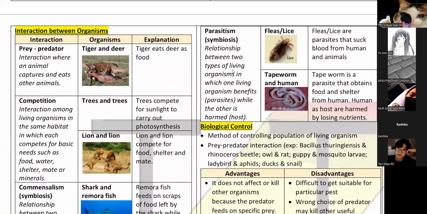All right, anyway, next one, this one is very important. This one will for sure come out in the exam. Interaksi antara organisma, interaction between organisms. So we have 3 here. If I'm strong, you are weak, I eat you, that is called prey predator. Mangsa, pemangsa.